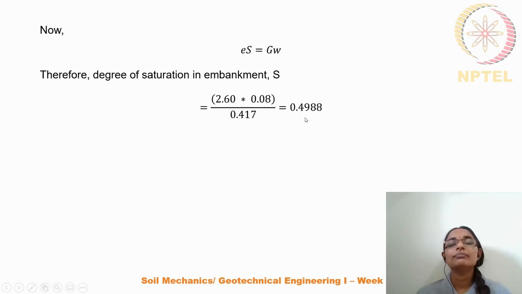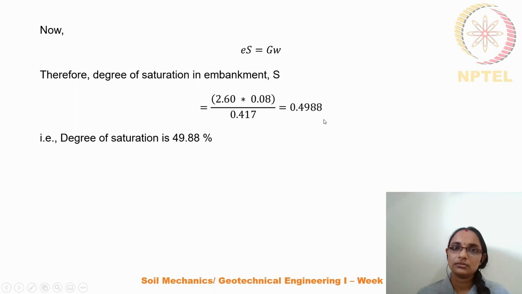We will get it as 0.4988 in decimals or 49.88 percent. So the degree of saturation in the embankment is 49.88 percent.